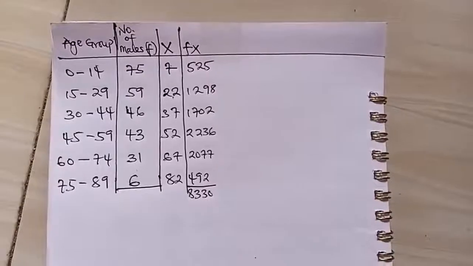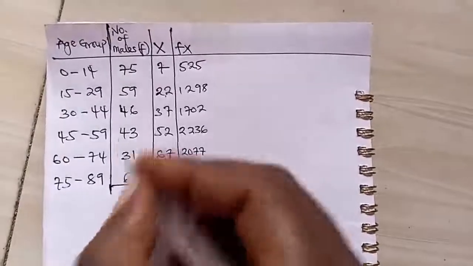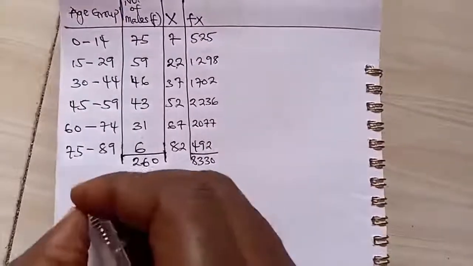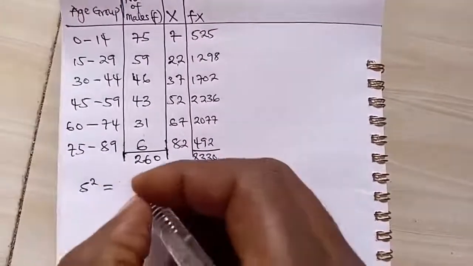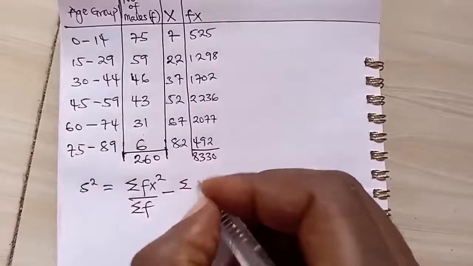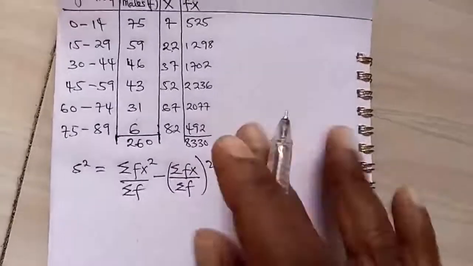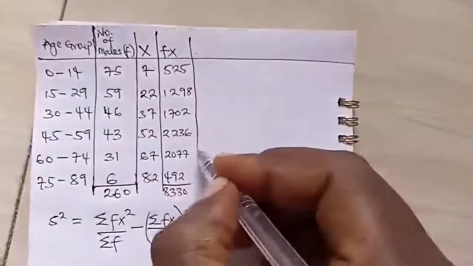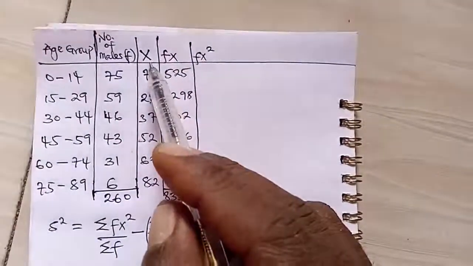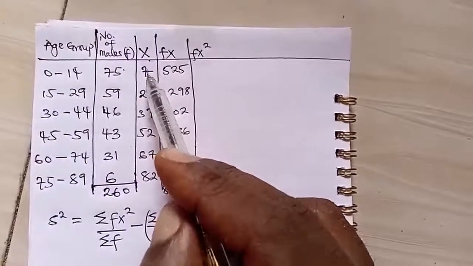So we're going to use the two formulas so that we can get the same answers, to prove that with both of them we can get the same answer. If I add all of this, we get 260. So for the first formula, the variance is equal to summation fx squared over summation f minus summation fx over summation f, all squared, so I will have to find fx squared. I can get it two ways, either by squaring x and multiplying it with f, or fx multiplied with x. Either way, I will get this.